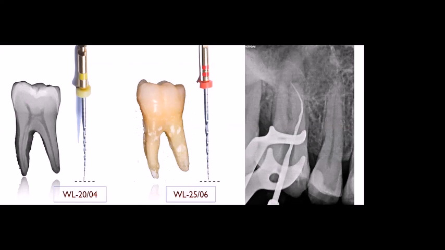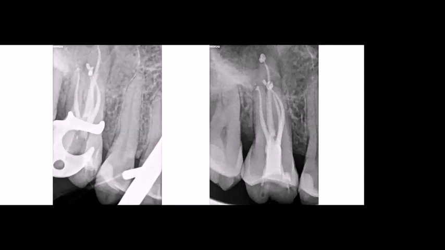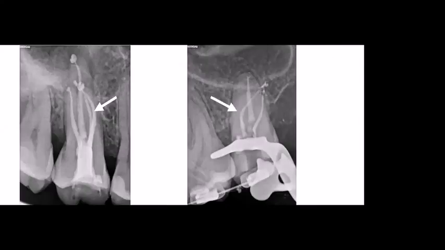But if we realize that the 25/06 cannot reach the working length, we remove the file and we cannot see debris in the fluid. It means that this file is too big to reach the working length. So if we see that this file cannot reach the apical third and it's free of debris, stop your instrumentation.